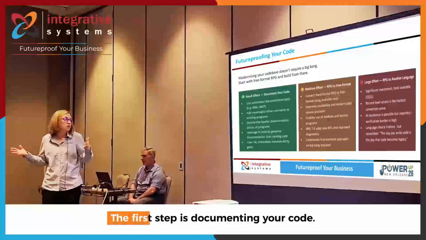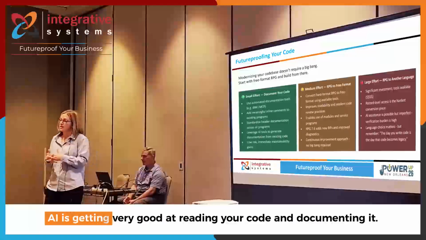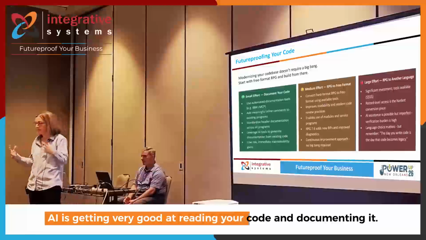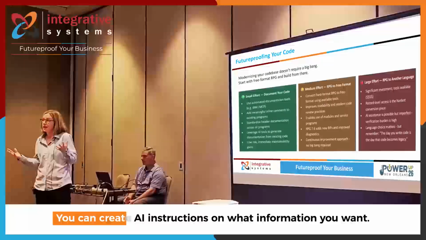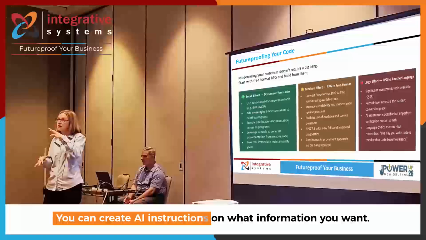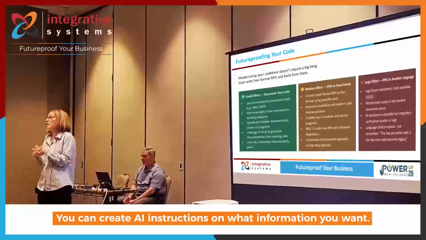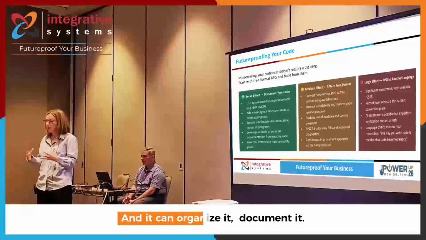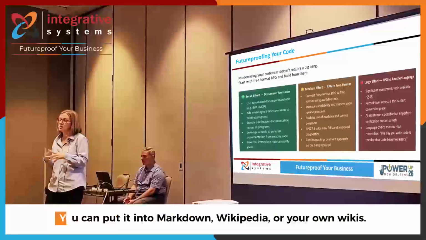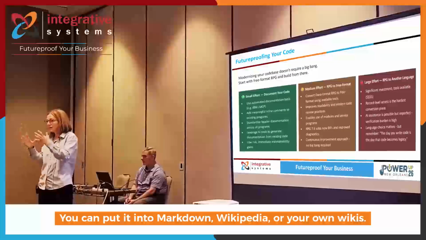So the first step is documenting the code. AI is getting very good at reading your code and documenting it. You can create AI instructions on what information you want out of your database or out of your code, and it can organize it and document it. You can put it into Markdown, or into wikis, your own wiki.